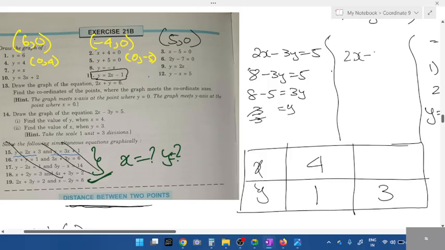Substitute 3. 3 threes are 9. Keep 2x as it is. Bring 9 to that side. 9 plus 5. X is equal to 7. So we have 7 here. Do we need 1, 2, 3, 4 graph or 2, 4, 6, 8? Take 2, 4, 6, 8.